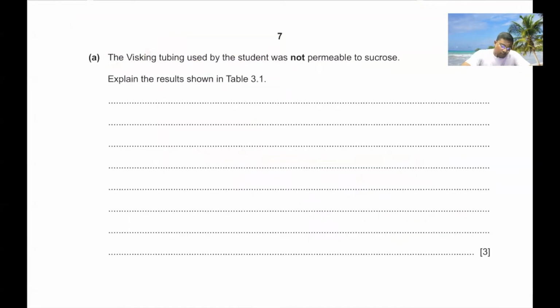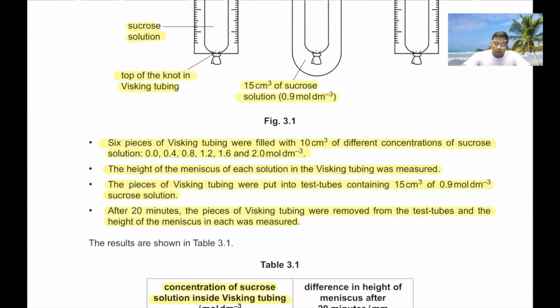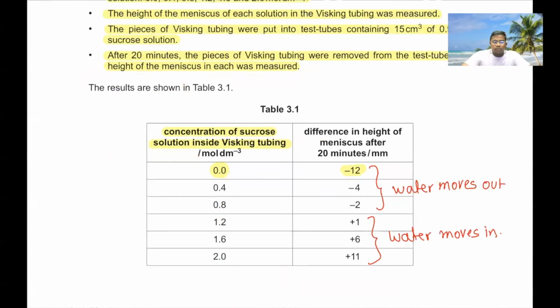Now, part A. The Visking tubing used by the student was not permeable to sucrose. Explain the results shown in table 3.1. So we can see the concentration of sucrose from 0 to 0.4 and 0.8 mole per dm cube, water moves out of the Visking tubing. At a concentration of sucrose 1.2, 1.6, and 2.0, water moves into the Visking tubing. There is a net movement of water in all Visking tubing we can see in this experiment.